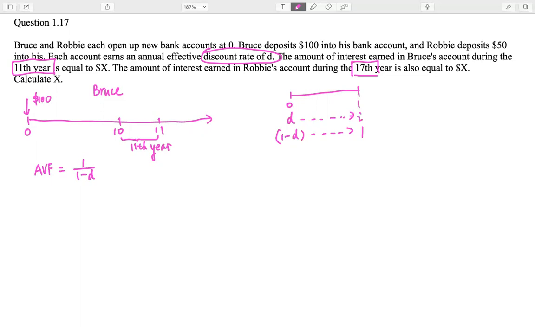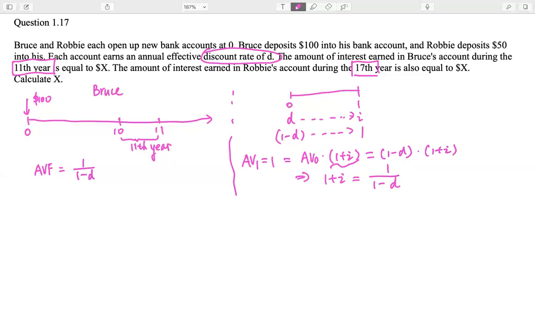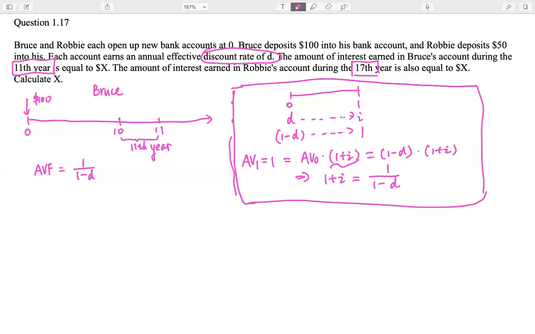In order to get AV1, in this case 1 equals AV0 times 1 plus I, right? So this is the standard way. But here what we know is my AV1 is 1, my AV0 is 1 minus d, right? So from here we know 1 plus I is nothing but 1 divided by 1 minus d. So this is the analysis again. I did this one more time to connect d with I. So I know this is the 1 year discount factor.